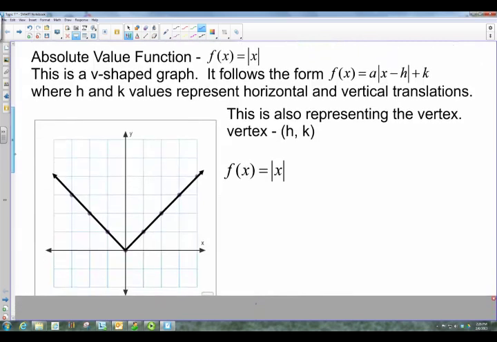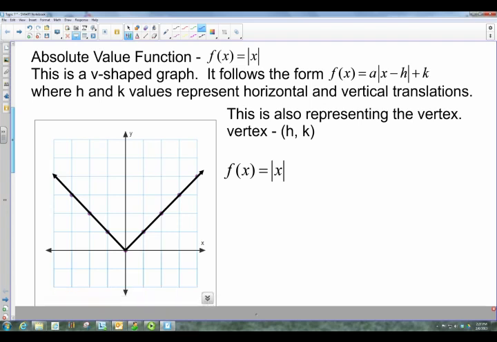Alright, the next one is what's called the absolute value function. Now, absolute value is the distance from 0. Now, when you graph absolute value, it is a V-shaped function. You can see here on the graph, I've got this V-shaped graph. Okay, it follows this parent function, f of x equals the absolute value of x, and it has this form, f of x equals a times the absolute value of x minus h, plus k.